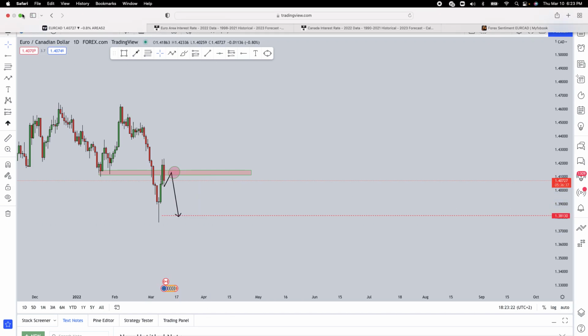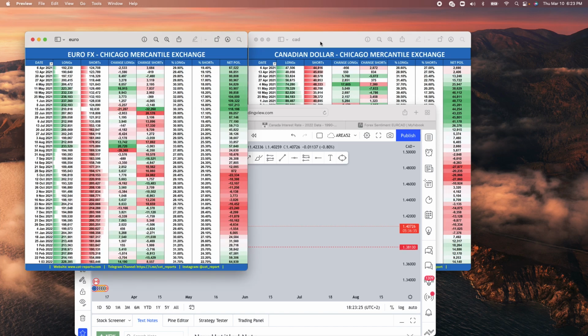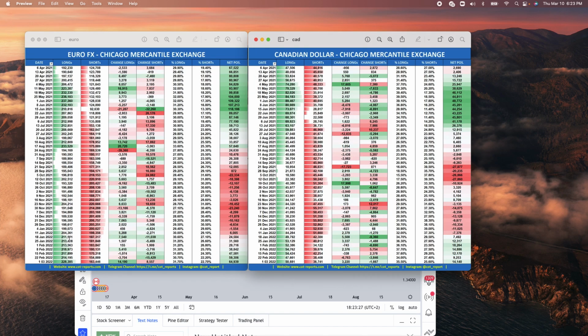Now, the next thing we're going to look at is the order flow data, so the commitment of traders, and this tells us what the biggest banks, hedge funds, and institutions are doing in the market.